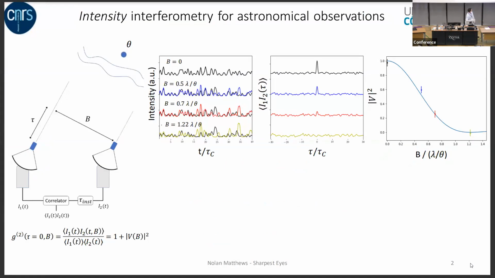I'll just use this. So I think many of you have heard of the technique of intensity interferometry, but maybe are not so familiar with it in detail. And so just as a quick primer, I wanted to go over the technique itself. In principle, it's kind of simple to describe.